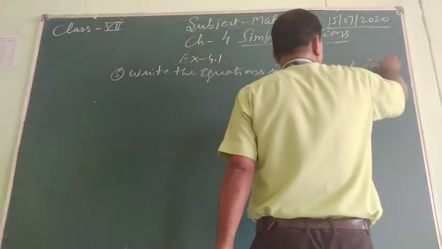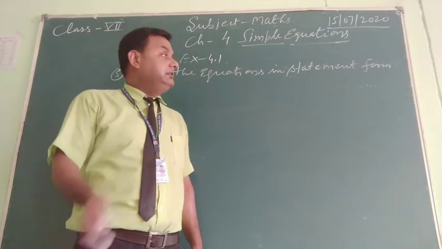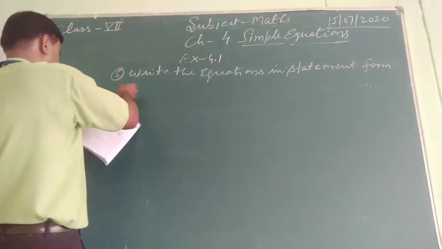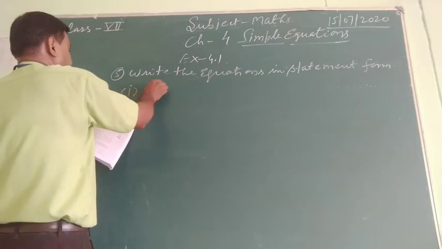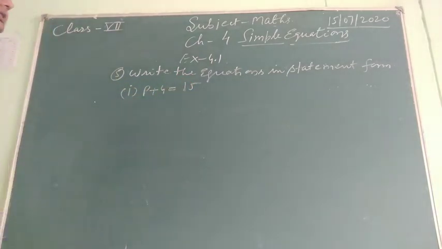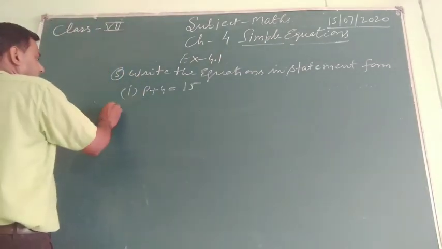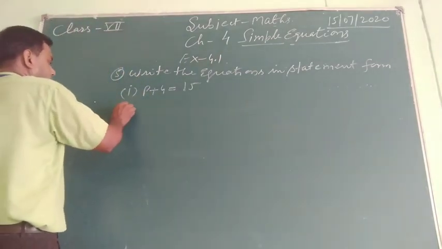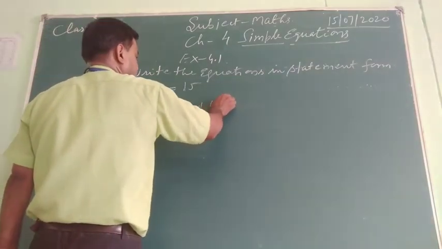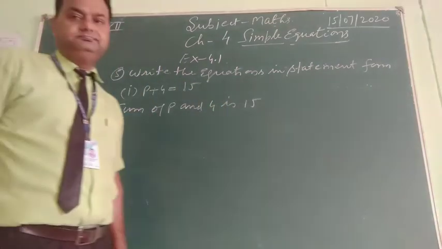In question number 4, we wrote the statements as equations, but now I will write the equations in statement form. The first part is p plus 4 equal to 50. Write the equation in statement form: the sum of p and 4 is 50. This is the statement form.